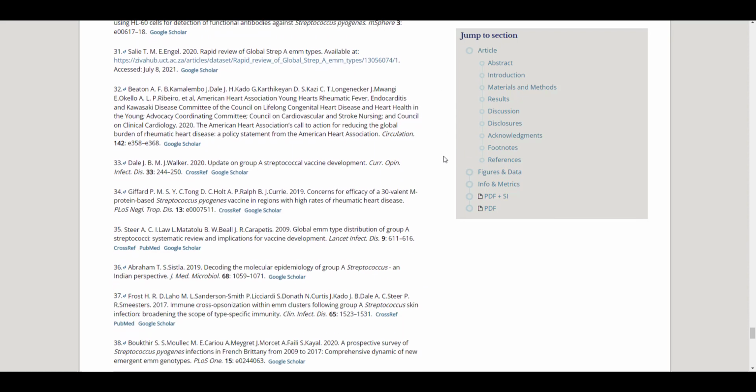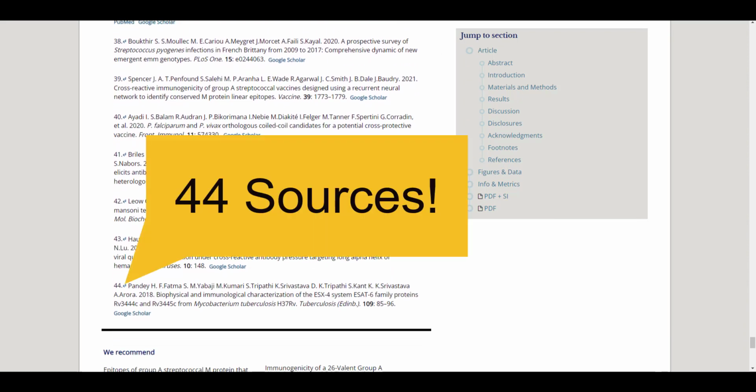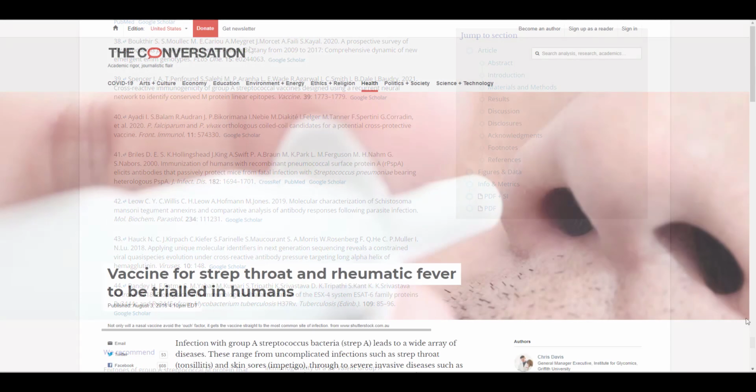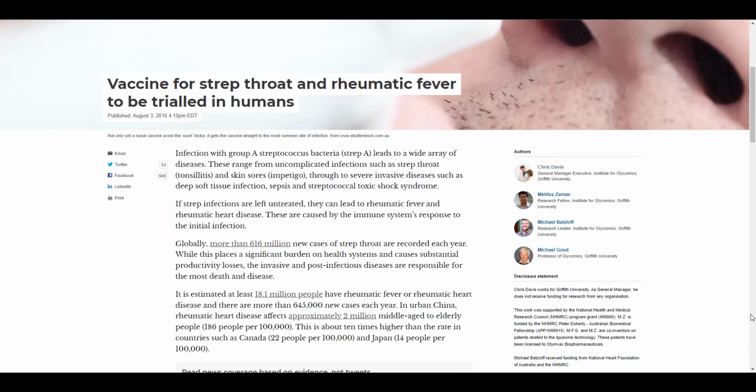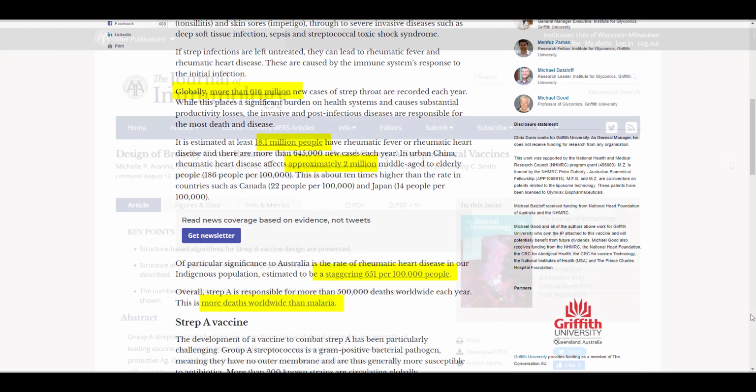Most scholarly sources have extensive bibliographies, citing upwards of 20 sources. Popular sources may cite other works, but they usually cite far fewer than scholarly sources. For example, this article from The Conversation only cites 5 sources.